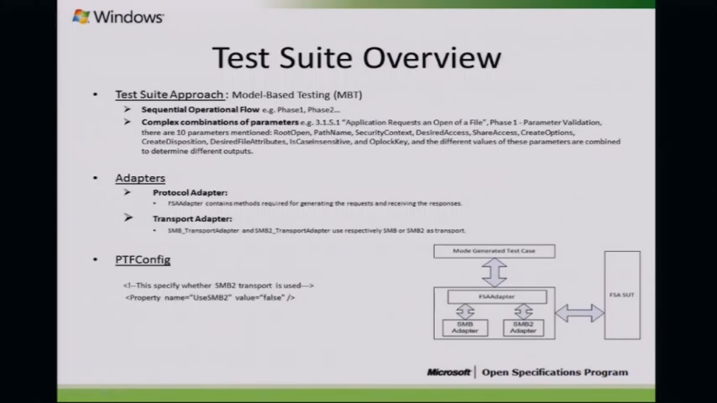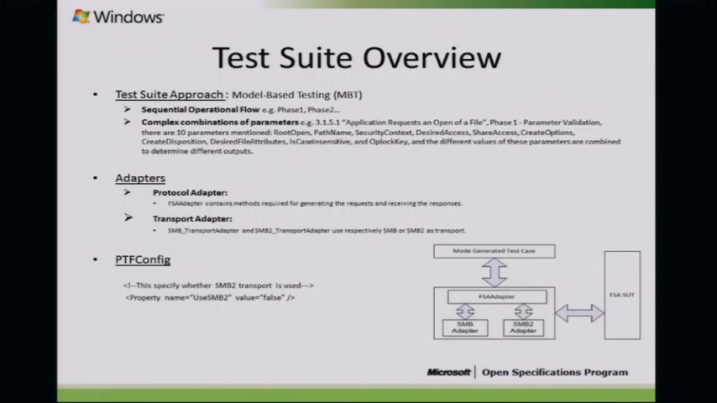When I walk through the code, we'll see how we have implemented the FSA adapter, and how we have implemented the SMB and SMB2 adapters. And this is the architecture. We have chosen the MBT approach, so we have Spec Explorer generating our model test cases. These test cases interact with the FSA adapter, and in turn the FSA adapter frames the packet and sends it to the SUT, using either the SMB adapter or the SMB2 adapter. And in the PTF config file, we have a property to switch whether we want to use SMB or SMB2.